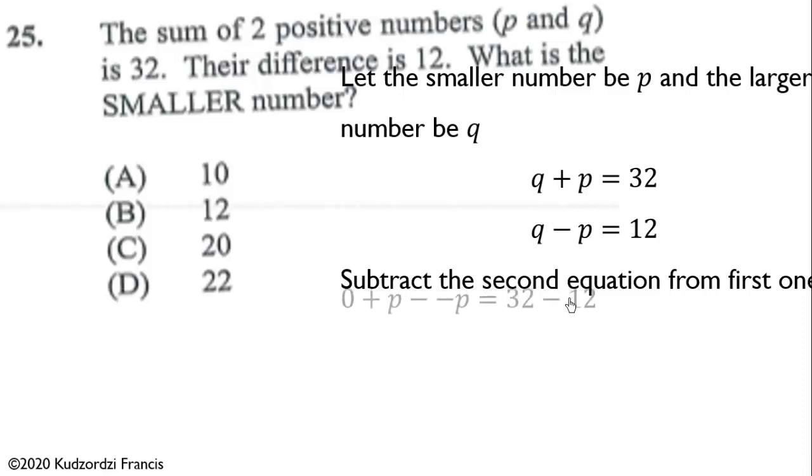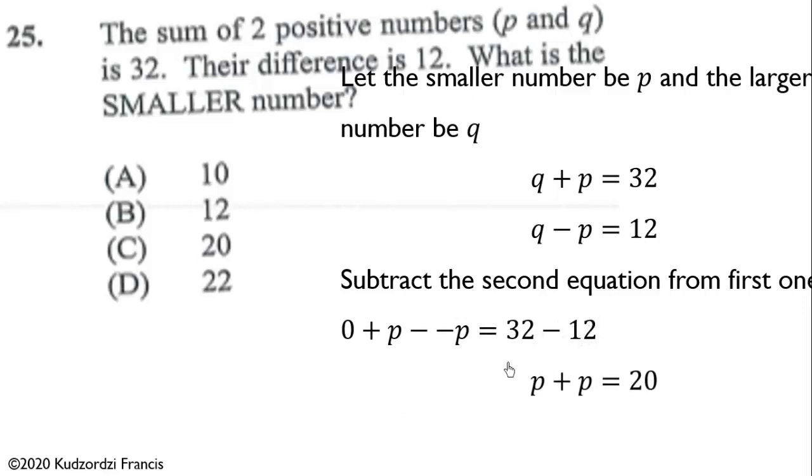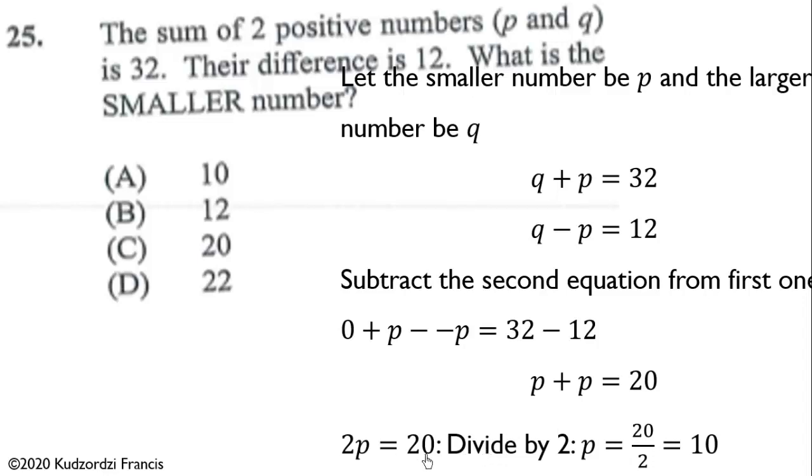So we get p minus p is equal to 32 minus 12. Now this will become positive, and that gives us p plus p is equal to 20. Now we simplify to get 2p equal to 20, and when we divide both sides by 2, we get 20 over 2, which is 10. Therefore the correct answer is this.